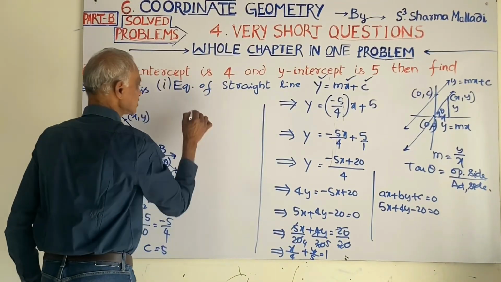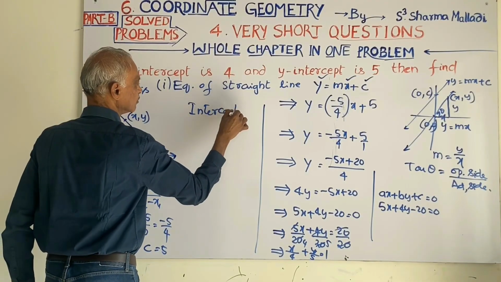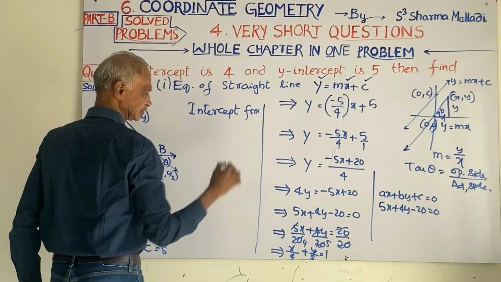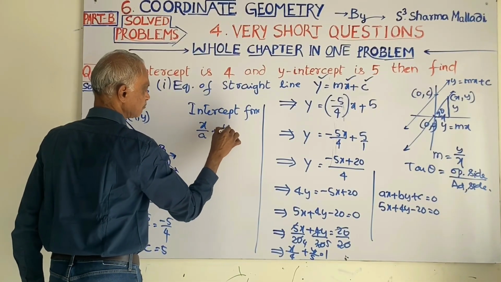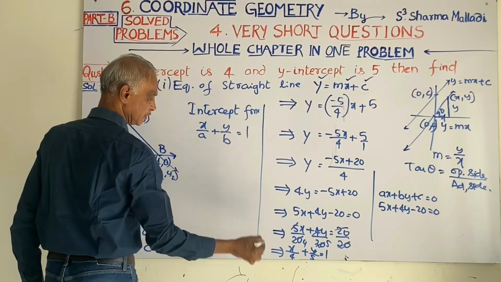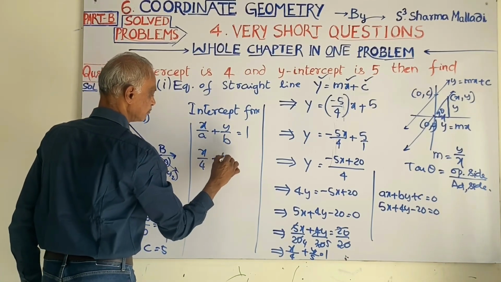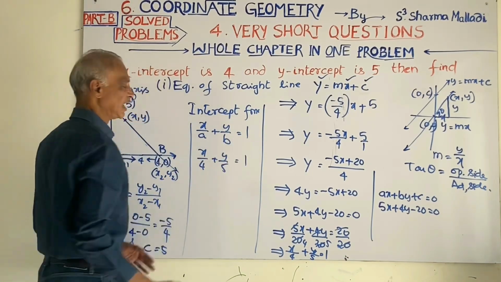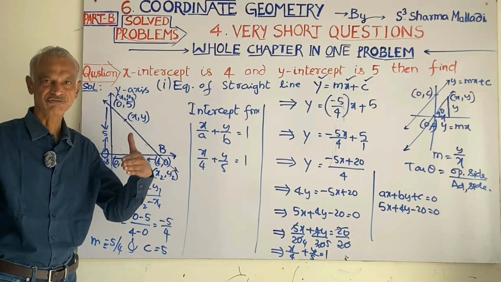This is intercept form. Remember, intercept form. What is intercept form? x by a plus y by b is equal to 1. We got x by 4 and y by 5 is equal to 1. As we got, x-intercept is 4 and y-intercept is 5.